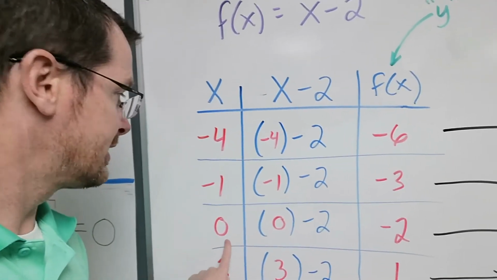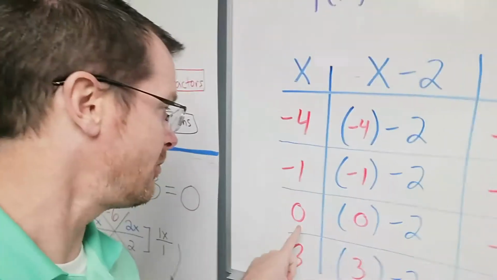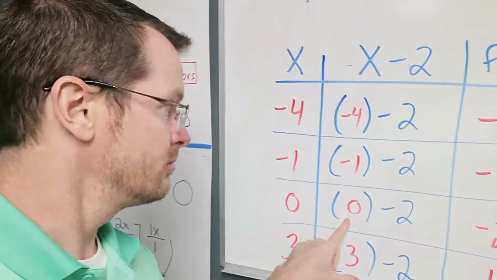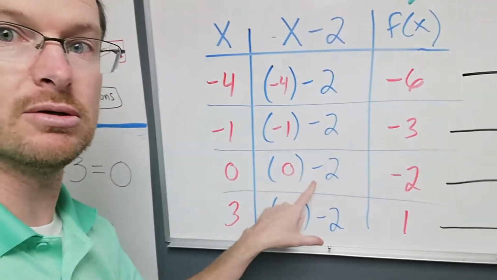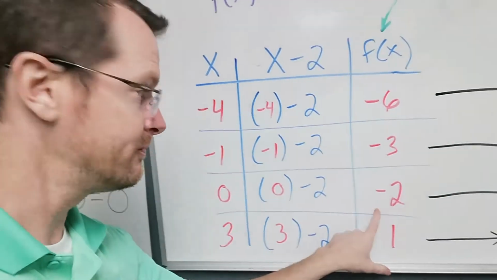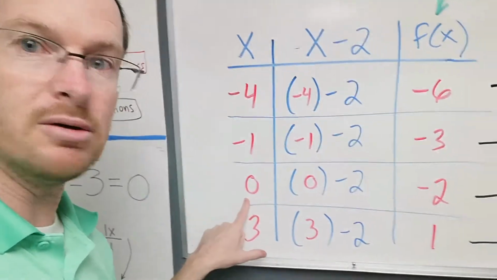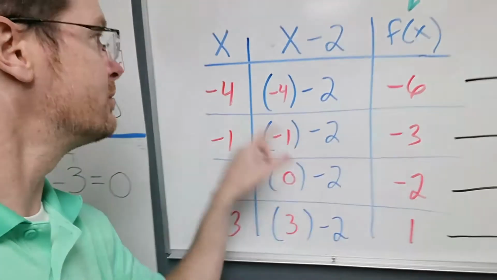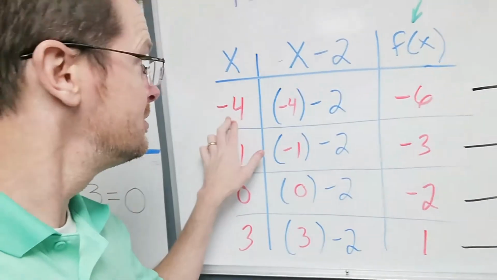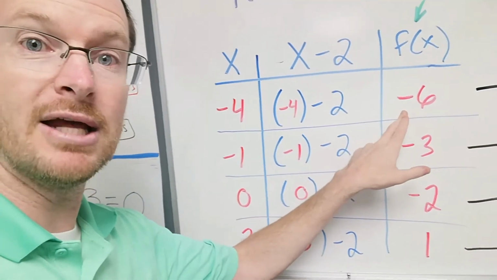Okay? Plug in a 0. Zeros are always the easiest, so let's plug in 0. 0 take away 2 is negative 2. Okay? So that means when you plug in a 0, out comes a negative 2. When you plug in a negative 1, out came the negative 3. When you input a negative 4, right, you get an output of a negative 6.